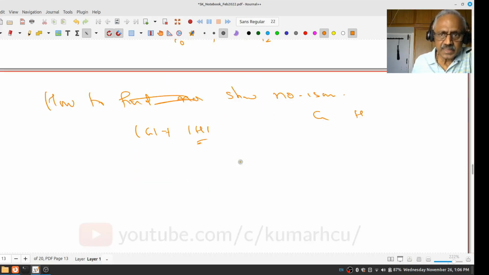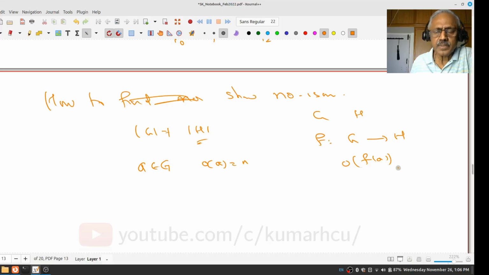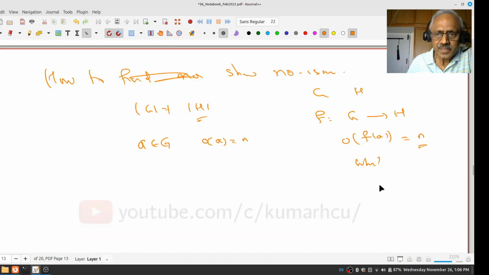The second reason: suppose there exists an element A in G whose order is n. If there is a group homomorphism F from G to H, then what will be the order of F of A? This will again be n. Why? Because remember, the order of F of A must be a divisor of the order of A.